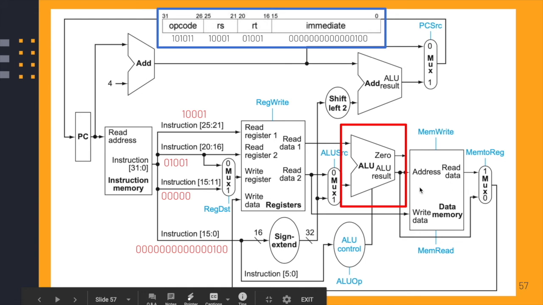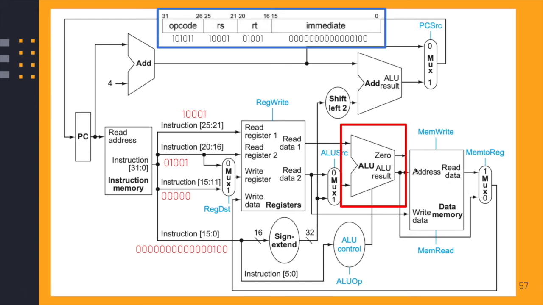Okay, if it is an input to the data memory, it will be as an address, and if it is input to the multiplexer, it means that I want to store this value in one of my registers. Okay, but as you all know, this multiplexer will allow only one value to pass from both values.